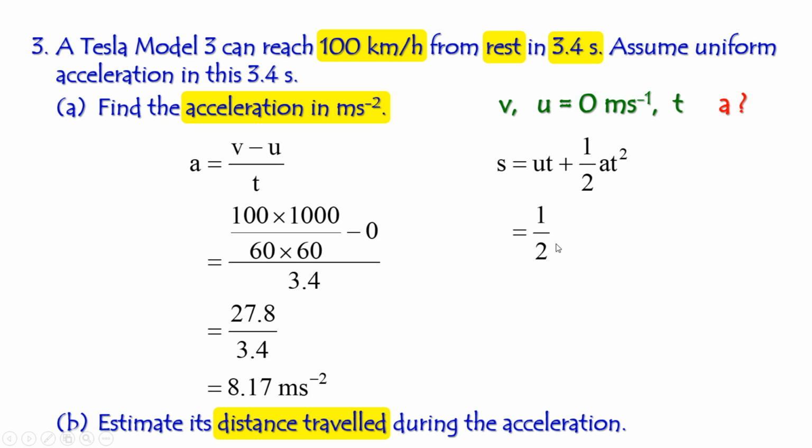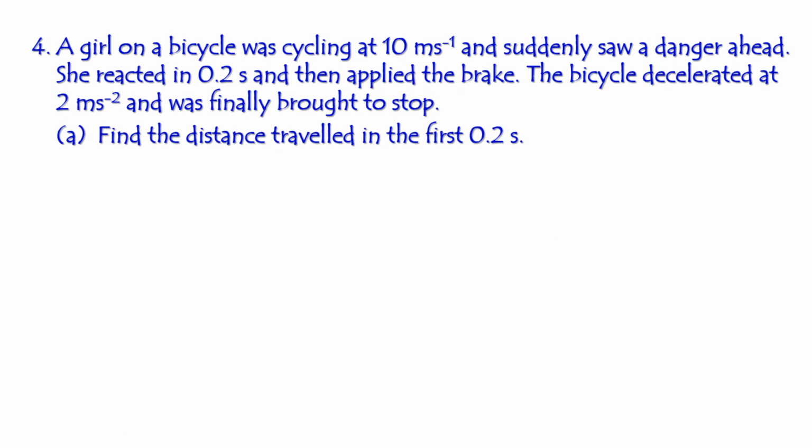And then half, the acceleration is the answer in part A, 8.17. And the time taken is 3.4 square. And then you can get the answer 47.2 meter. Is it okay? So this question is a bit complicated. You have to change the unit from km per hour to meter per second. Then the rest of them is not so difficult for you. Is it okay? Okay, question 4.